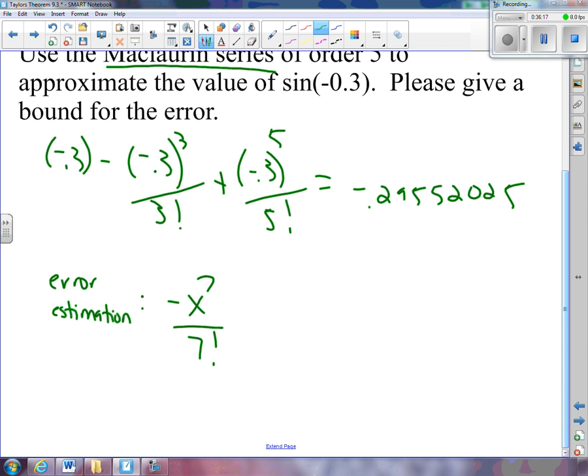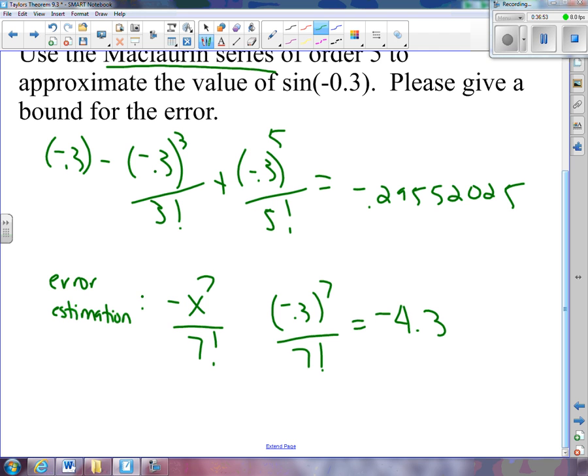But you don't use the sum anymore? No. It's not a geometric series. All we're saying is that the next term is a bound for our error. Okay, so when Max plugs negative 0.3 in, it's negative 4.